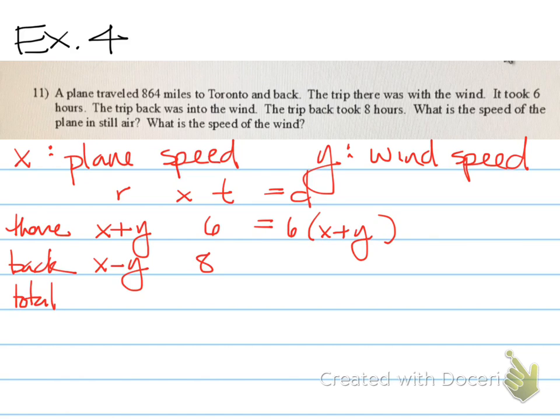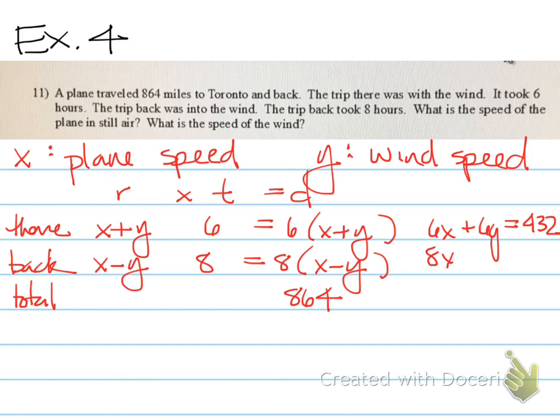6 times x plus y, 8 times x minus y, and both of those add up to 864. So when we distribute the 6 and the 8, half of 864 is 432. So each half of the trip, the distance from the origin, the place that they're starting from, to Toronto is going to be 432 miles.